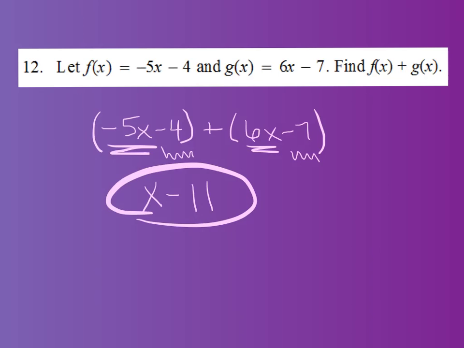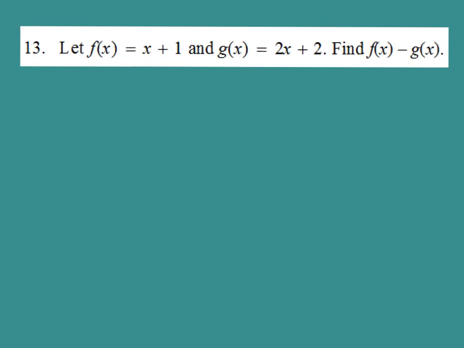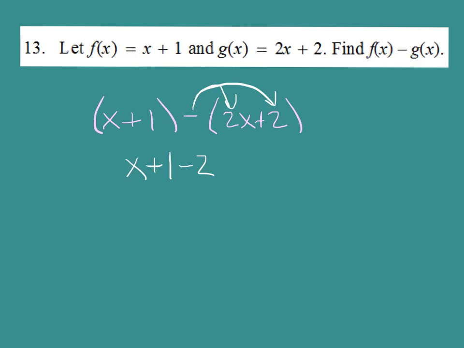Now when I'm subtracting two functions, I do have to include one more step. I'm going to take my f of x and my g of x, and I'm going to write them in here. However, I need to remember to distribute this negative sign. So I have x plus 1 minus 2x minus 2. Now I can go ahead and look for my like terms. So x minus 2x is going to give me negative x, and then I can add my 1 and my negative 2 to give me negative 1. So f of x minus g of x is negative x minus 1.